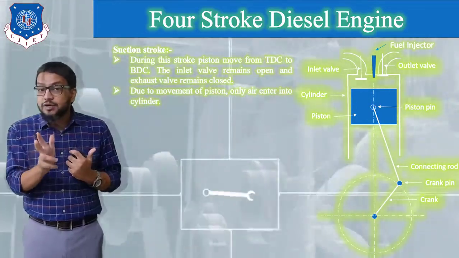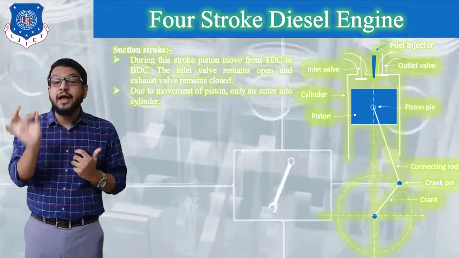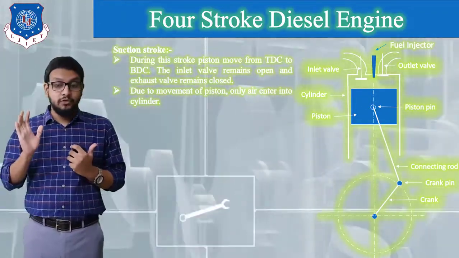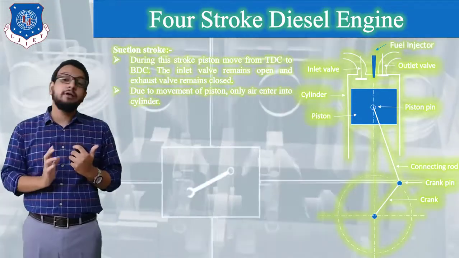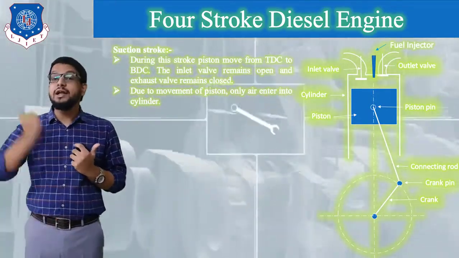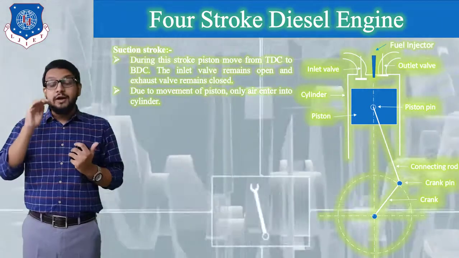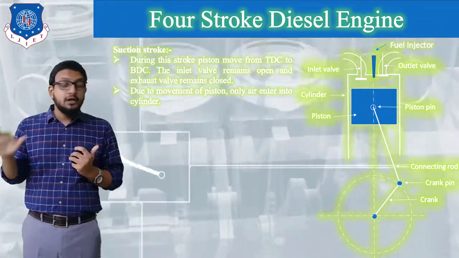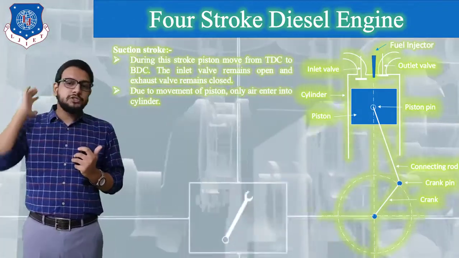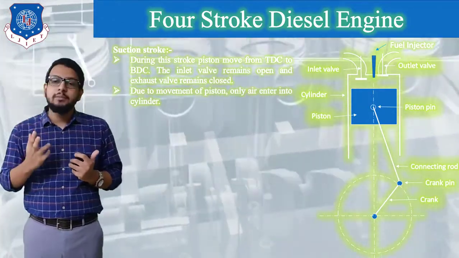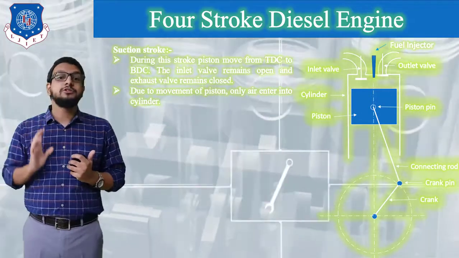Due to pressure difference, only air will enter into the cylinder. The crank will move from its 0 degree to 180 degree position. When the piston reaches its BDC position, the cylinder will be completely filled with air. The inlet valve will be closed now. Okay, now the next stroke will be our compression stroke.